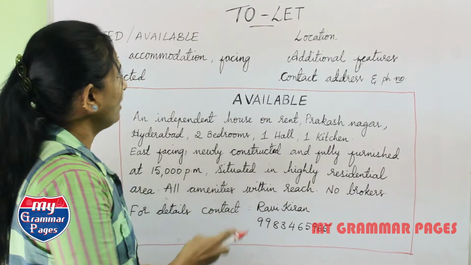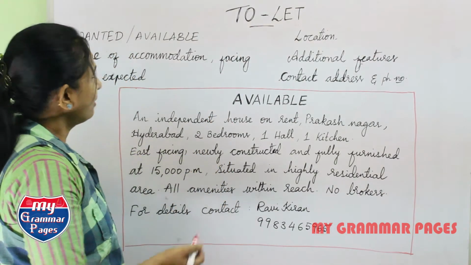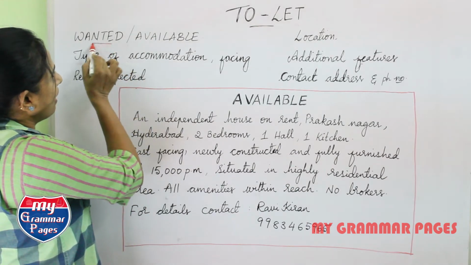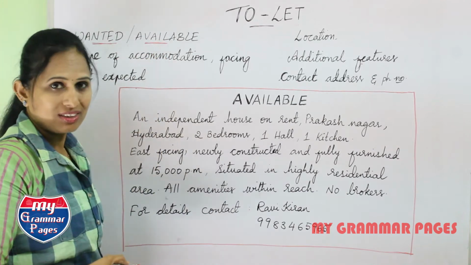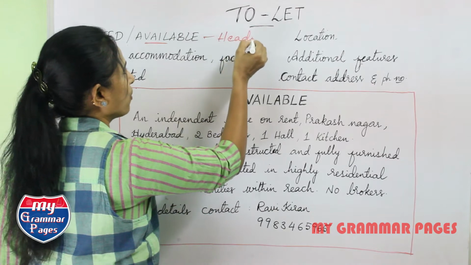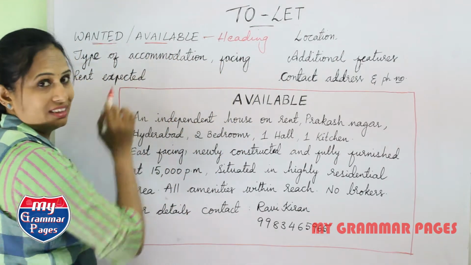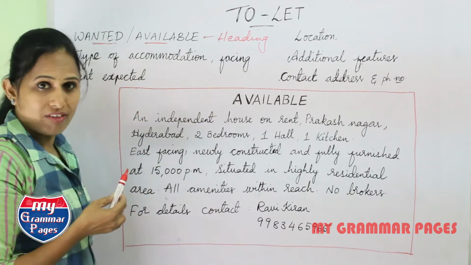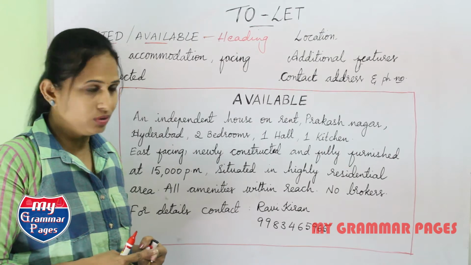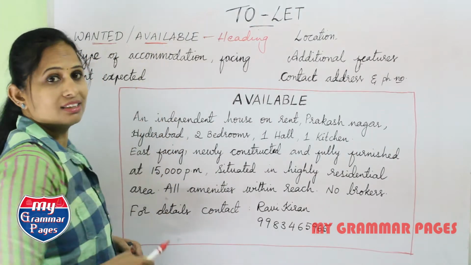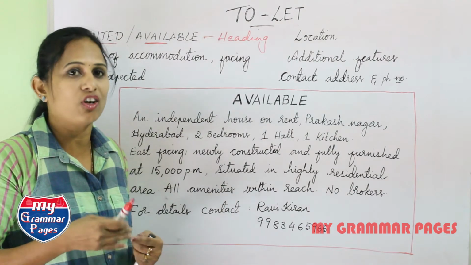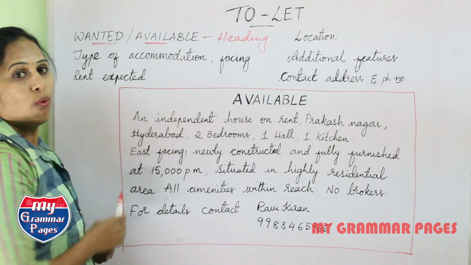And this to-let ad, in order to write a classified on this, you need a few features. First of all, this comes under the heading, that is wanted or available. This forms the heading, and you have to write this heading only in bold letters. If you have a space available, in the form of a commercial complex or a space or a house, you have to write the heading as available. And if you are in search of any commercial space or a house, you have to write wanted.